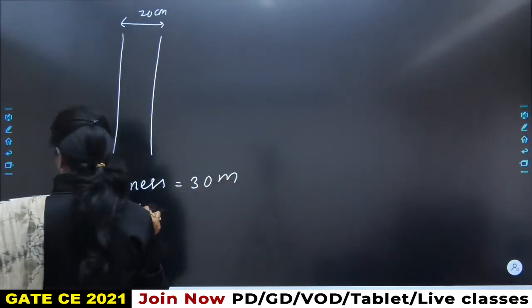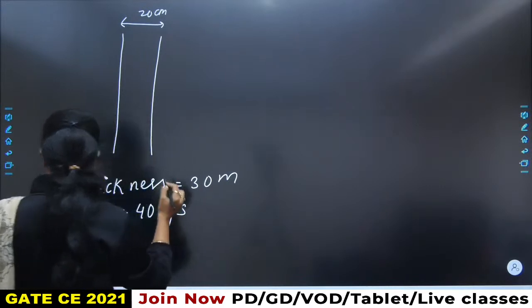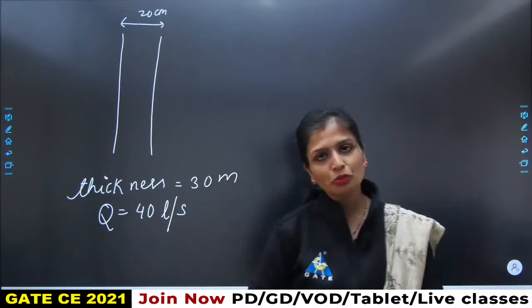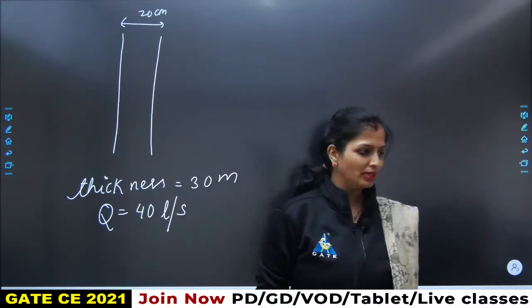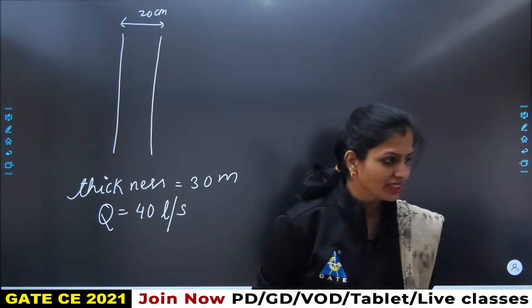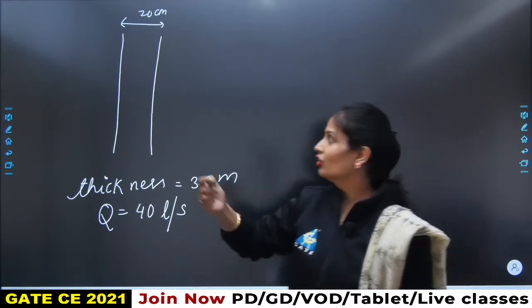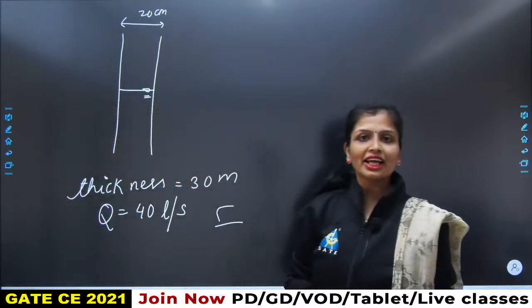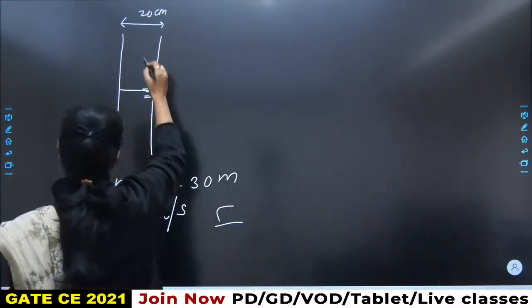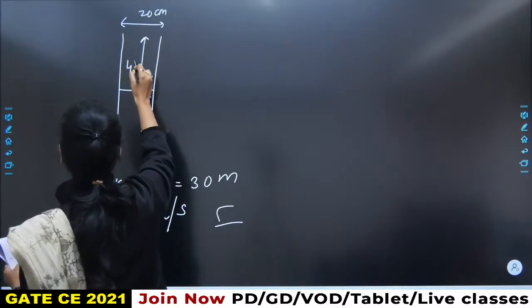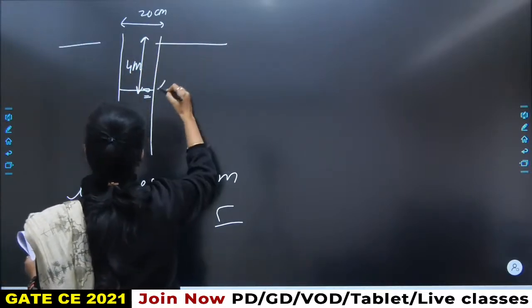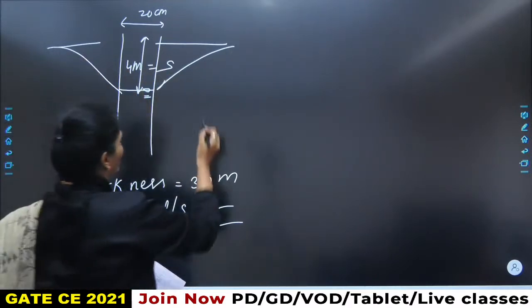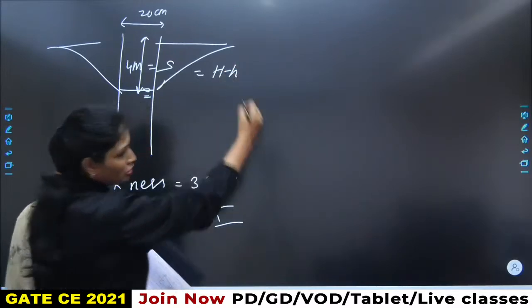What else is given to you? The discharge, that is the pumping rate, is given as 40 liters per second. When you pump the water from the tube well, what happens? There will be a reduction in the level of water. The reduction comes out to be 4 meter, as mentioned in the question. This corresponds to your drawdown, or you can also write it as H minus small h.